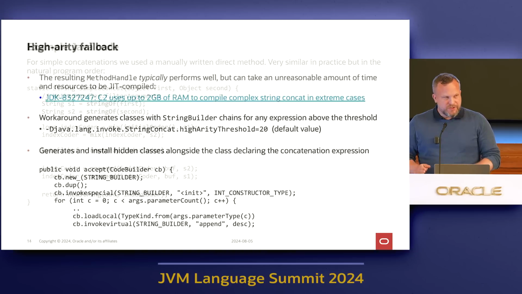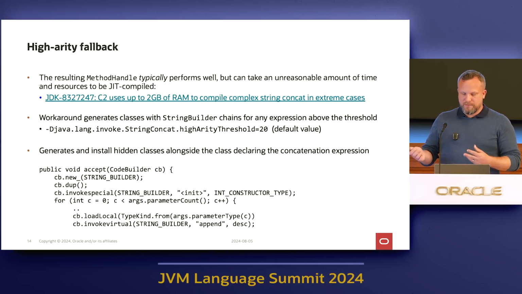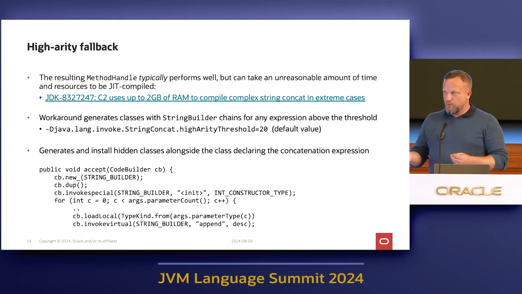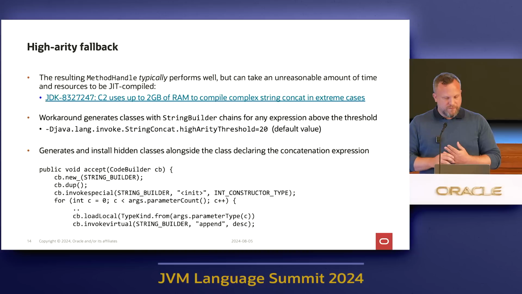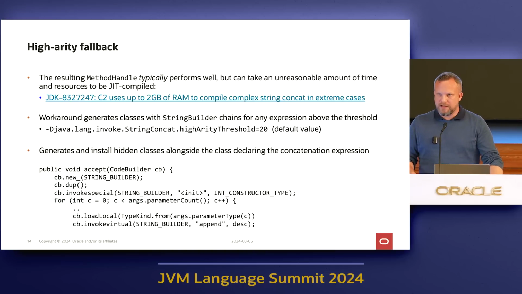And then I mentioned that high-arity fallback. The method handle typically performs well, but as it grows, it becomes unwieldy for the JIT compiler. We had to work around that by reinstating a simpler strategy that was part of the JDK 9 implementation as a selectable strategy.